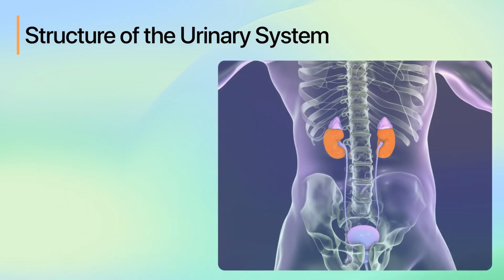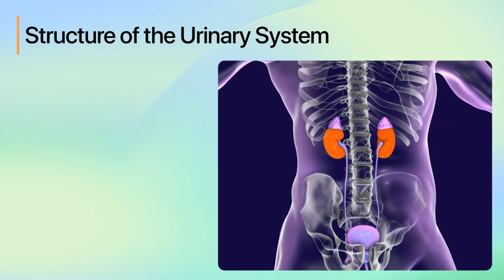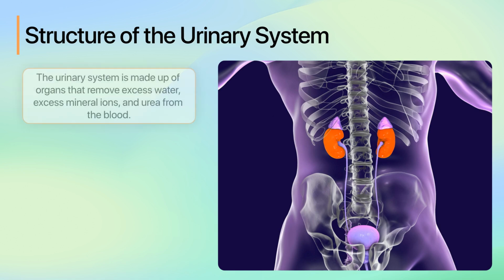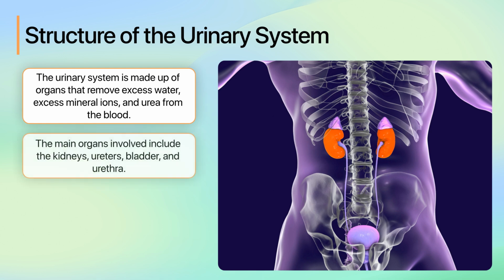The urinary system is our body's natural filtration mechanism, responsible for maintaining a balance of water and nitrogen. Let's dive into its primary components and their functions. The urinary system comprises organs that work together to remove waste products from the blood, including excess water, excess mineral ions, and urea. The main organs involved include the kidneys, ureters, bladder, and urethra.